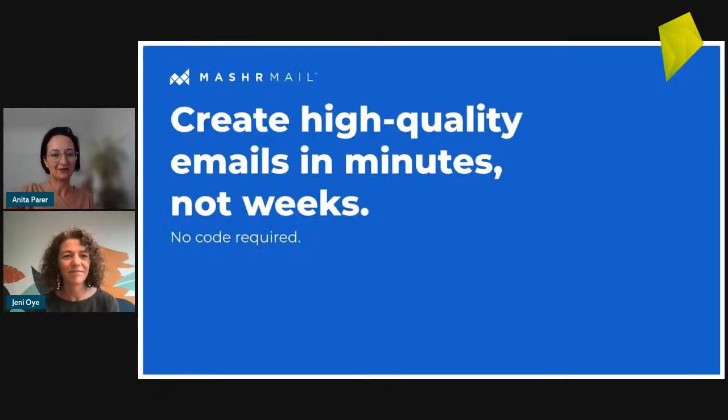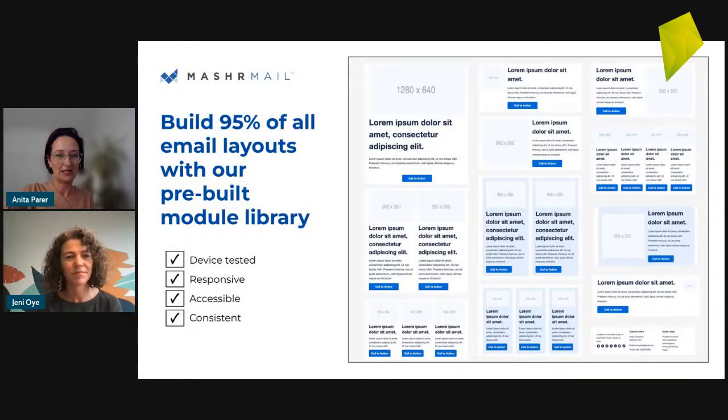Next slide. So with Mashamail, you can create high quality emails in minutes, not weeks, and you don't need code. So this is one of the core benefits. Speed to market with high quality emails is the core. Amazing. So how does it work?